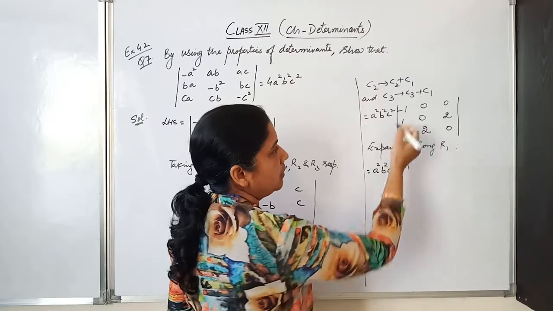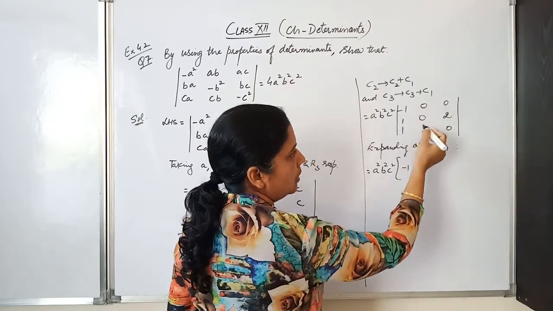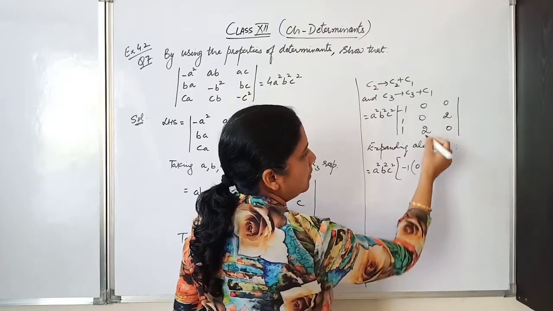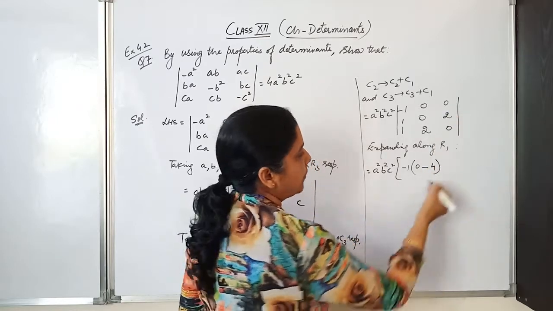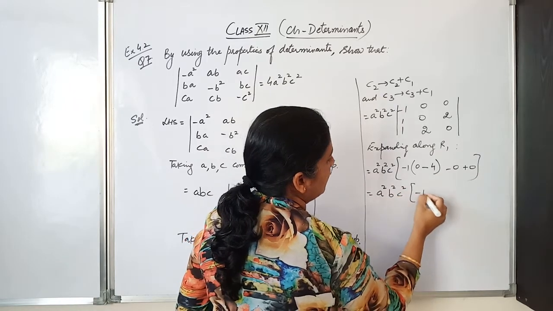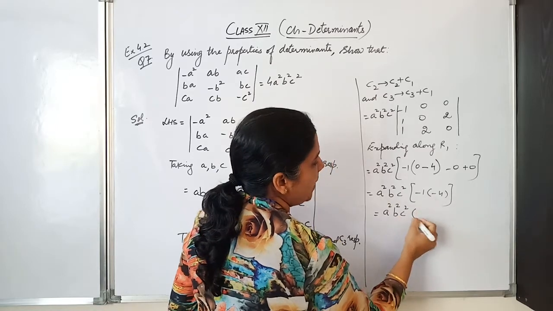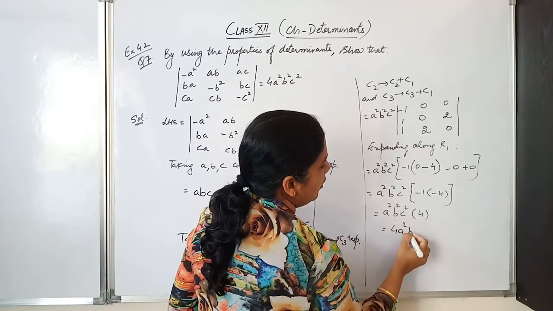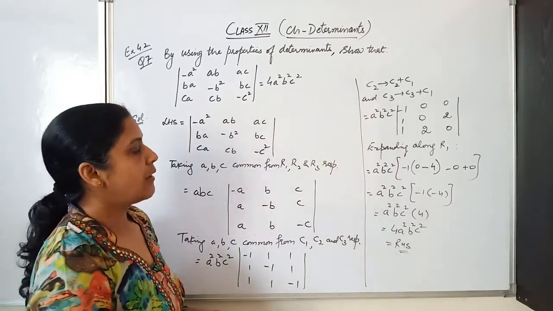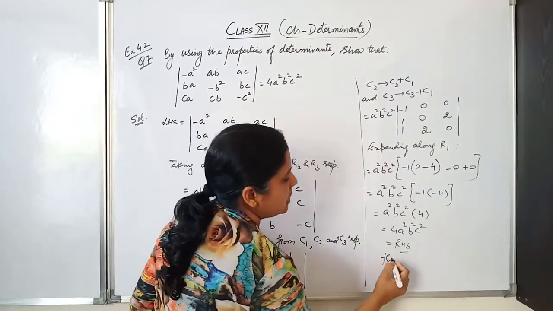Expanding along R1, minus 1, I have taken the first entry in R1. So leaving that row and that column, I am left with this subdeterminant which gives 0 into 0, 0 minus 2 to the 4. Next entry is minus 0 plus 0. So I am left with this. Minus 1 into minus 4 gives me 4. As you all know, constants are written in front first of all and then the variables. So I have got 4a square b square c square in RHS. Hence proved.